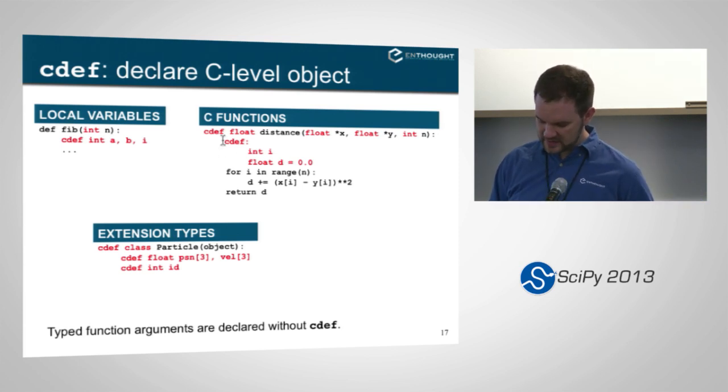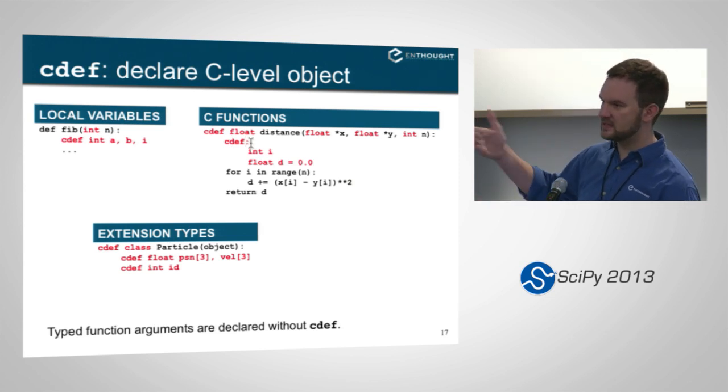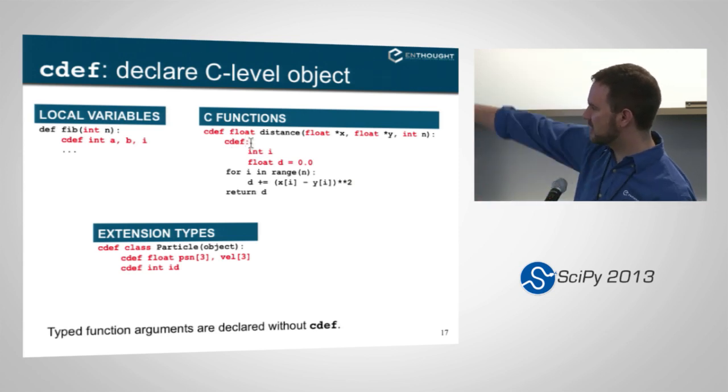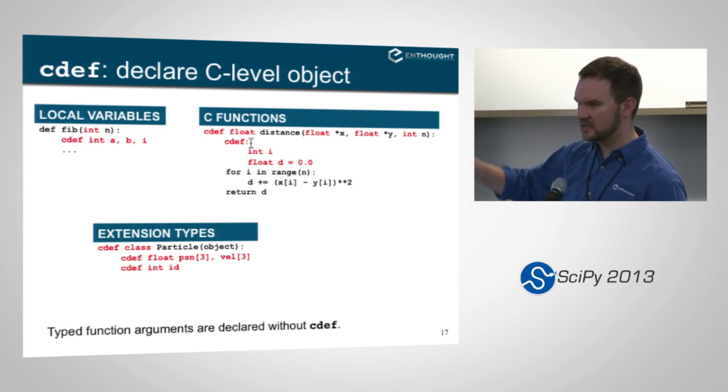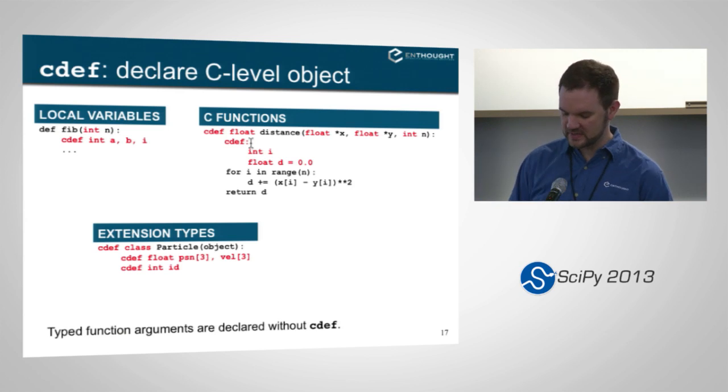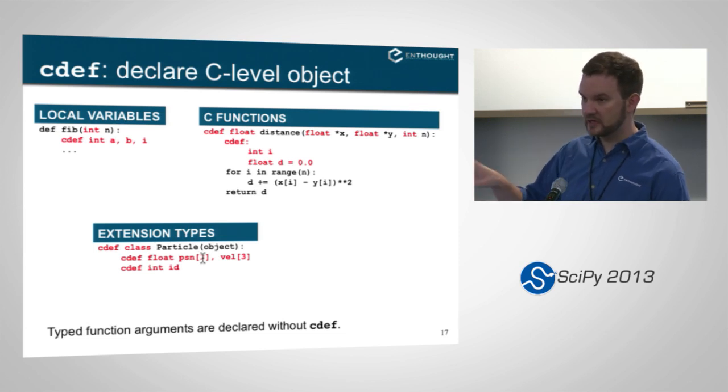Now, here's another way of using cdef inside of this function. We do cdef colon, and then inside of an indented block, we have all of our declarations as if they're in C. That's equivalent to doing two separate lines, cdef int i, and then cdef float d equals 0.0. So those two options are equivalent. When I have a big block of C declarations, I prefer to do that just because it groups things a little bit more nicely. But they're equivalent.